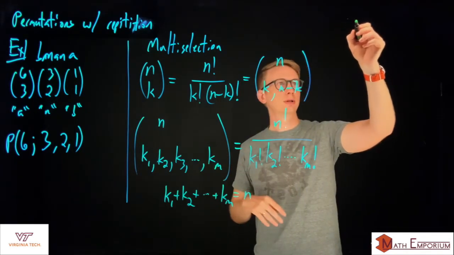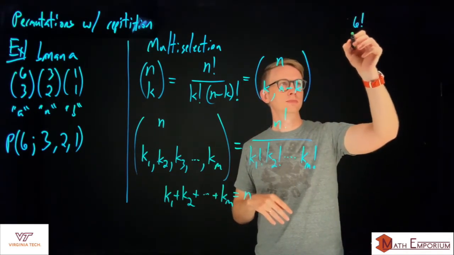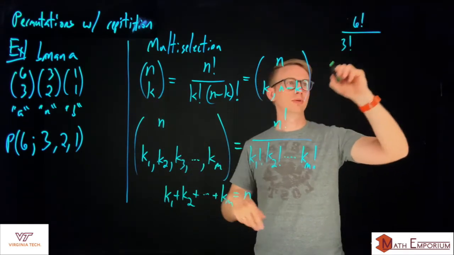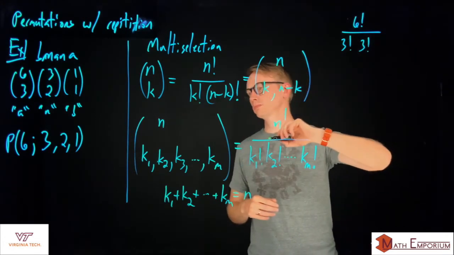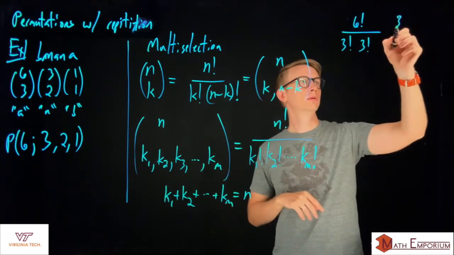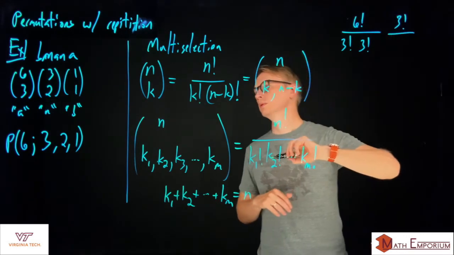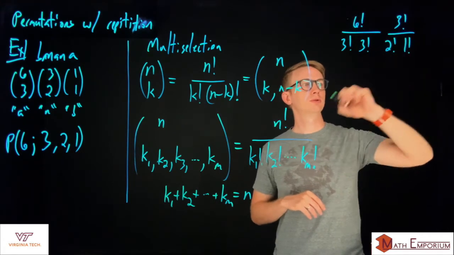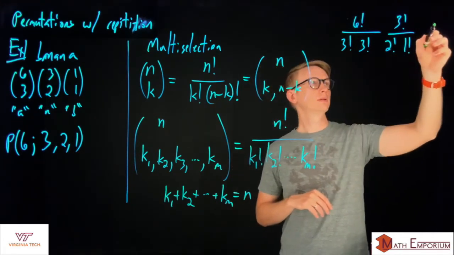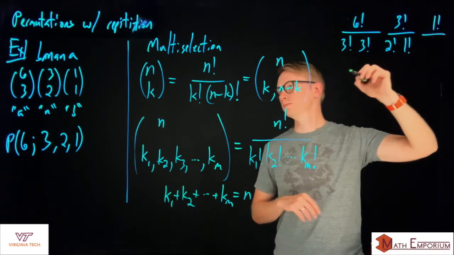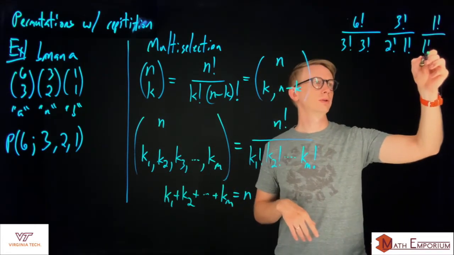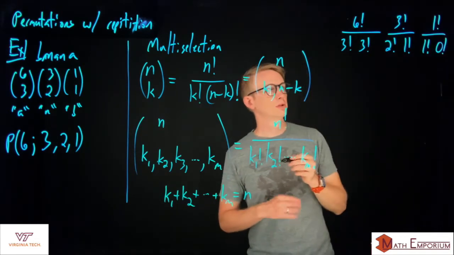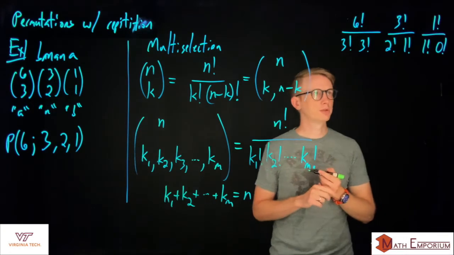And I'm going to start by writing out what that is. So 6 choose 3 is 6 factorial over a 3 factorial, and then 6 minus 3 factorial is also 3 factorial. Alright, next one, 3 factorial over a 2 factorial and a 1 factorial, right? 3 minus 2 is 1. And then lastly, there's 1 factorial over 1 factorial, and then 1 minus 1 is 0 factorial. Okay, remember, 0 factorial is 1. There's one way to order 0 objects.